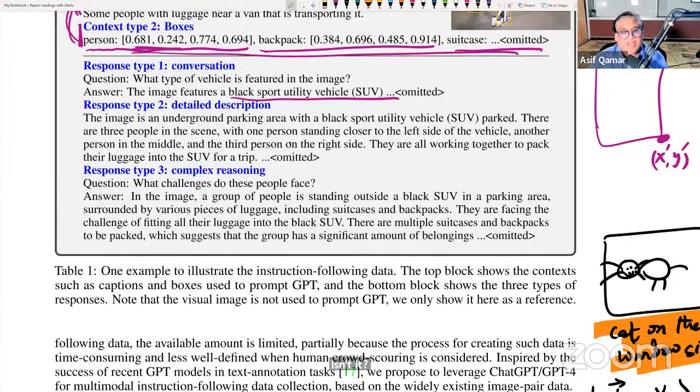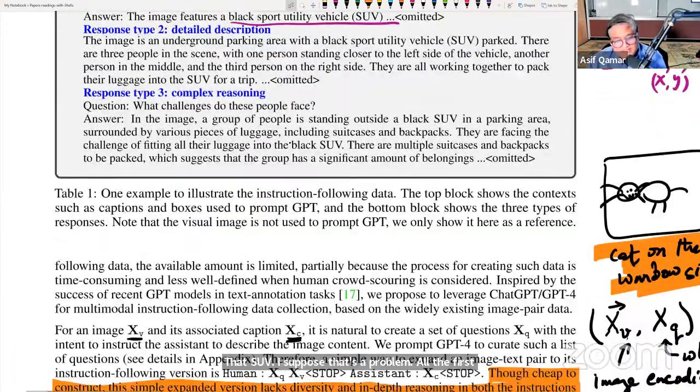They're all working together. And then the third type of response that you create out of the system is a complex reasoning problem. You say, okay, create a question that is about reasoning. So what challenges do these people face? And obviously now GPT-4 and these things can do this task very well. They will think about it and they'll come back with something. In the image, a group of people are standing, and it seems that the problem they are having is, how do you pack so much stuff into that SUV? I suppose that's a problem all of us families face anytime we go out on a vacation. Okay? So it does a pretty good job.